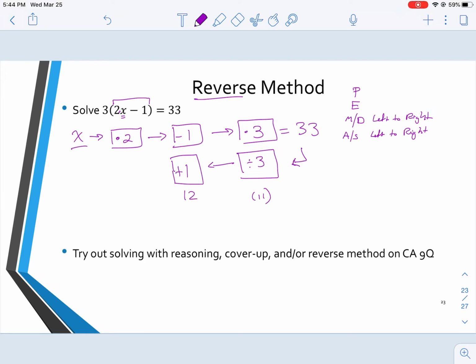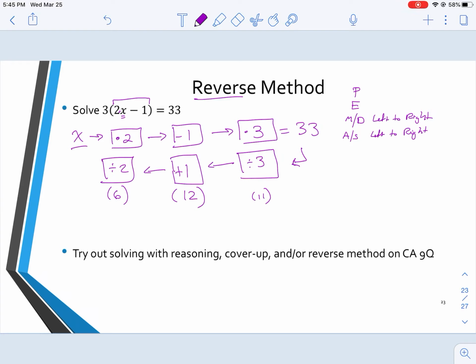So if you think about this, I had 11, then I times it by 3 to get 33. Going backwards, I divide by 3 to get 11. So what did I have before I subtracted 1? I must have had 12, because 12 minus 1 is 11. 11 times 3 is 33. And then I go back. Instead of timesing by 2, I need to divide by 2. So 12 divided by 2 gives me 6. So here, x must have been 6.